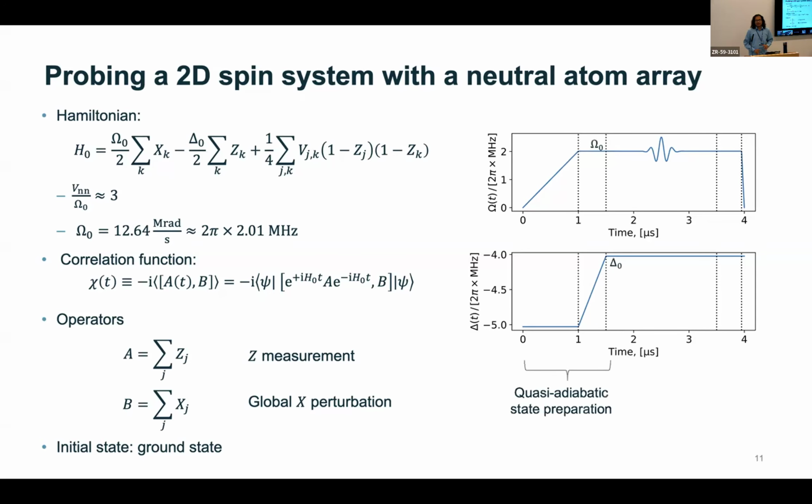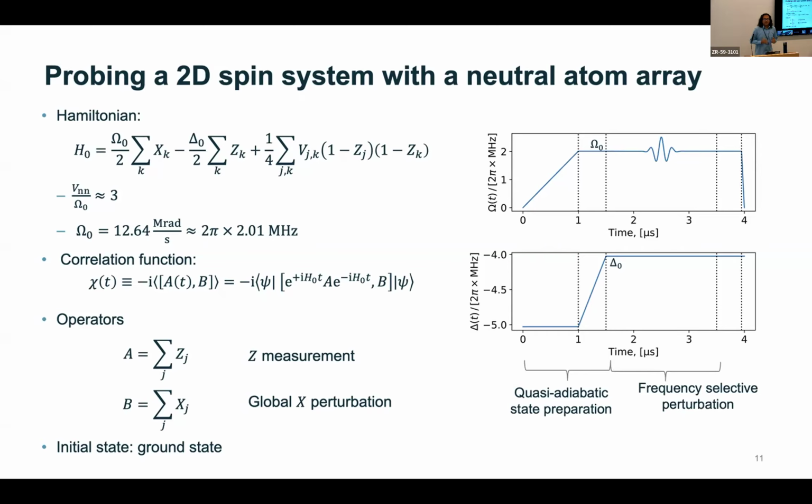The first stage of our program is a quasi-adiabatic state preparation. That's to get an approximate version of the ground state of the system. So we sweep omega and delta to a value omega 0 and delta 0, so that we implement this Hamiltonian and have hopefully prepared the ground state of the system to a reasonable amount of fidelity. But that's where the fun begins.